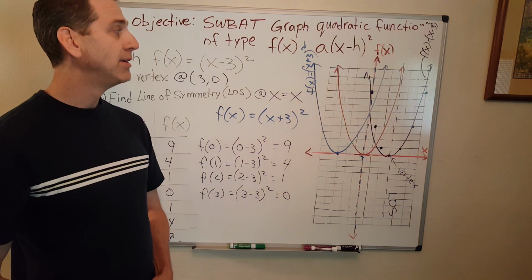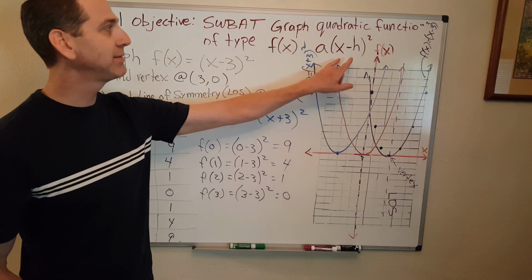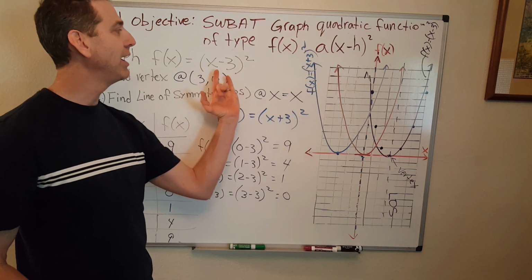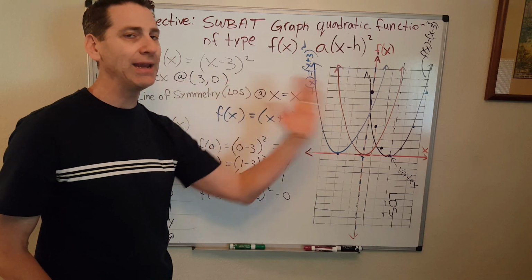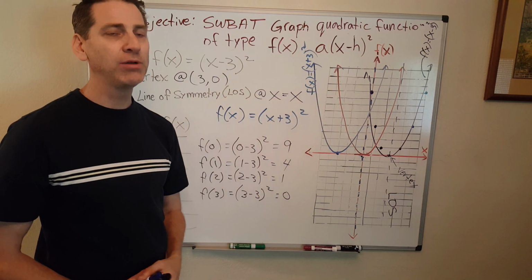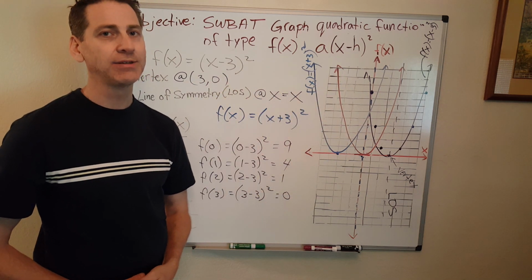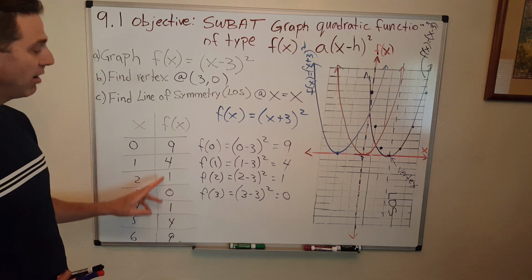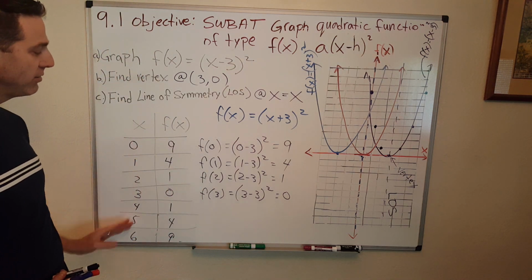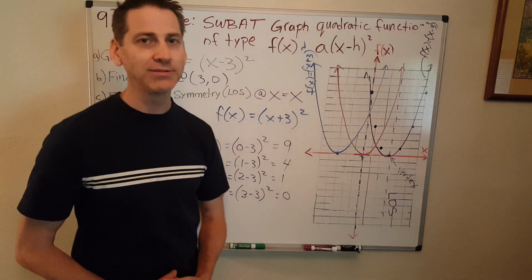All right? So that's the bottom line. This basically just shows a shift left or right for your parabola, which helps you find the vertex, which in turn helps you set up your x values so that you can graph this.